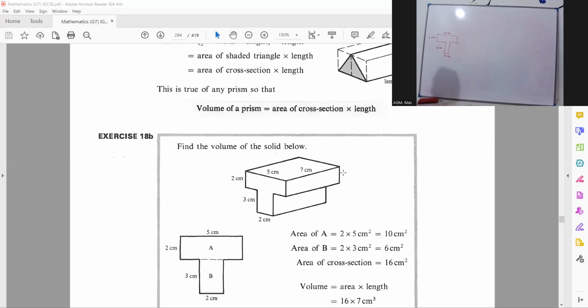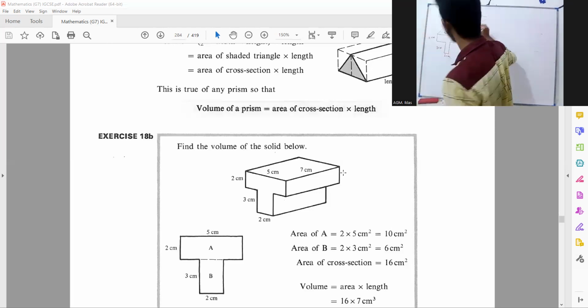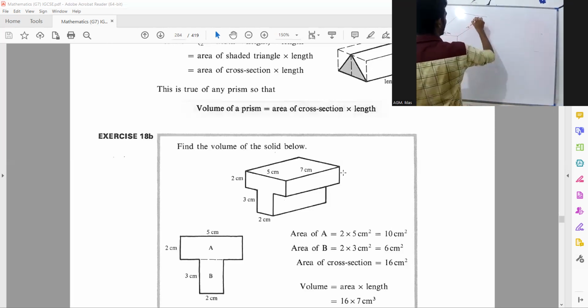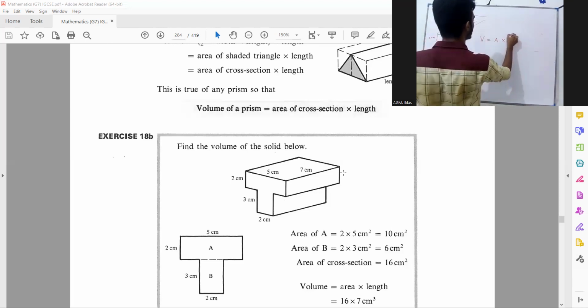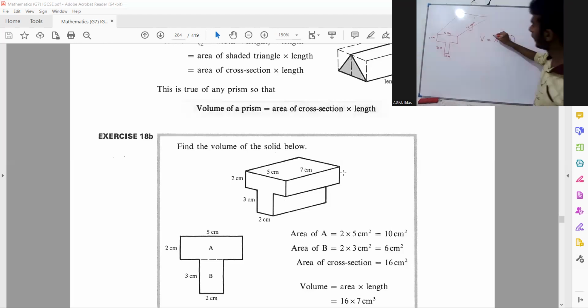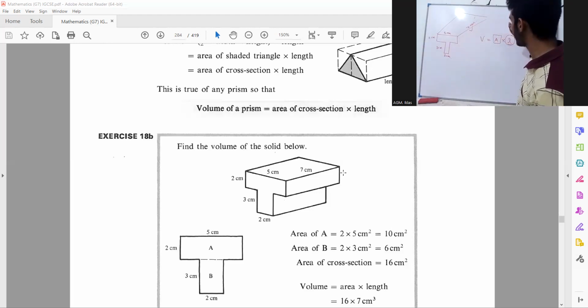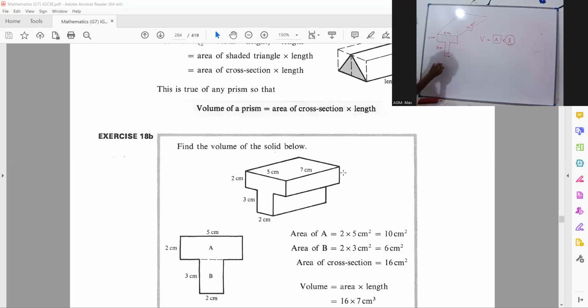Yes. And the length is what? The length is 7 centimeter. Now, V is equal to A into L. So L, V directly known L. But we need to calculate the area of the cross section first. So, let me find the area of cross section.